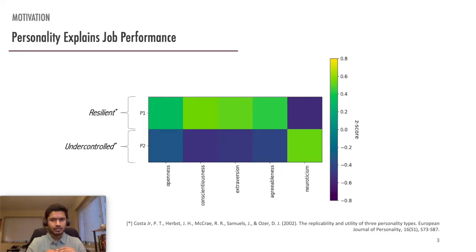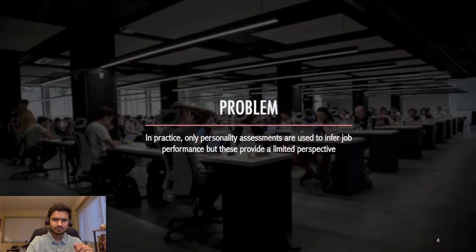One of the well-established factors is personality type. The heat map over here shows two such types based on the composition of a worker's personality traits. The top row, or the resilient personality type, describes individuals with aspirational qualities like high conscientiousness and high openness. Typically, in comparison to, say, the under control personality type, the resilient type indicates better job performance.